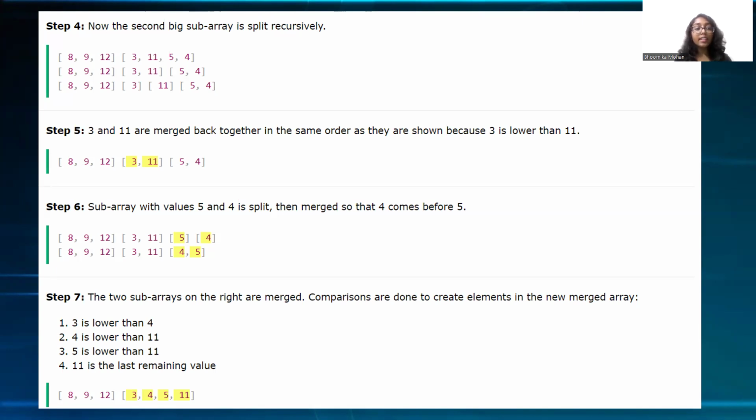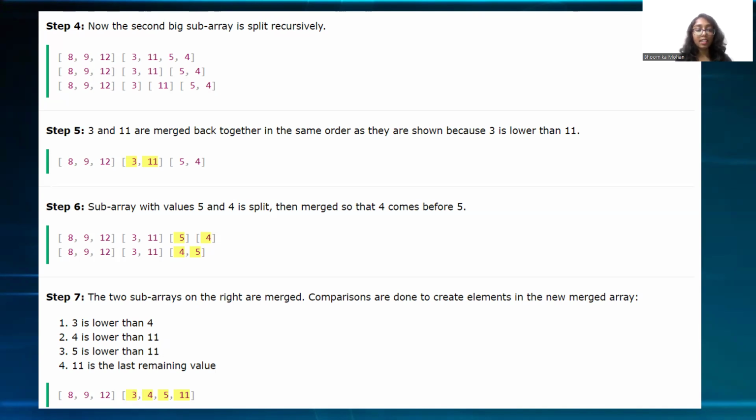Step 5. 3 and 11 are merged back together in the same order as they are shown because 3 is lower than 11. That is 8, 9, 12, the sorted array, remains as it is, and 3 and 11 are merged, and the 5 and 4 array is kept as it is.